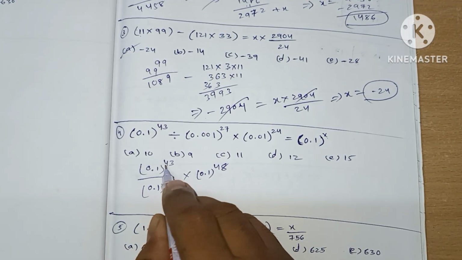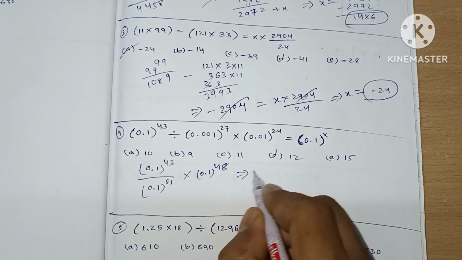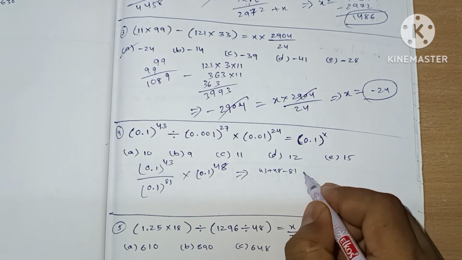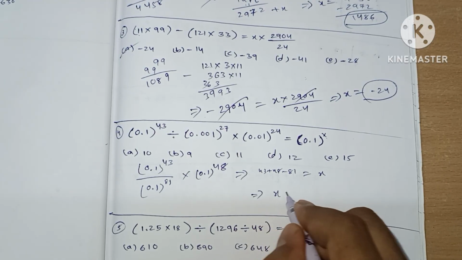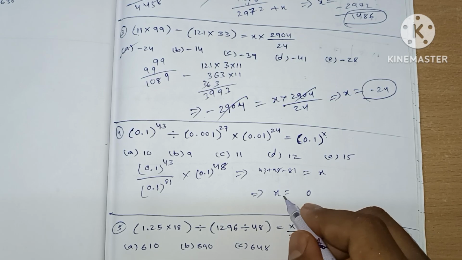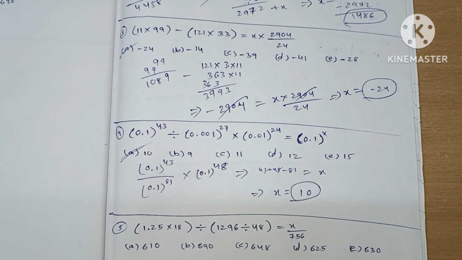So we get 43 plus 48, 43 plus 48 minus 81 equals the x value. So x will be here 0 and 1. 10 will be the answer, option A.